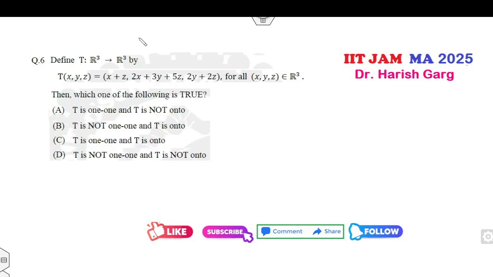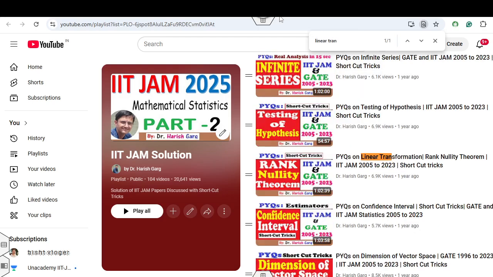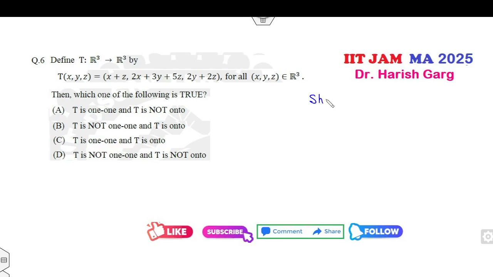Okay, look at this another one. Which of the following statements is not true? T is a linear transformation. Now, can you get this answer in 5 seconds? If you watched my rank-nullity theorem video, fine, that is a linear transformation question. What I told you in the shortcut tricks.